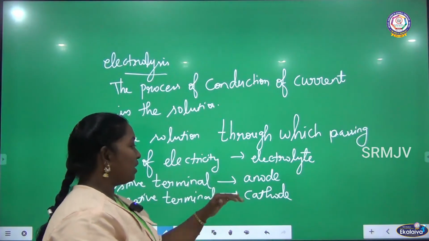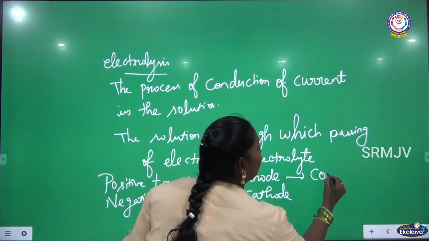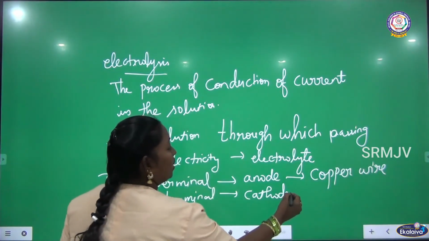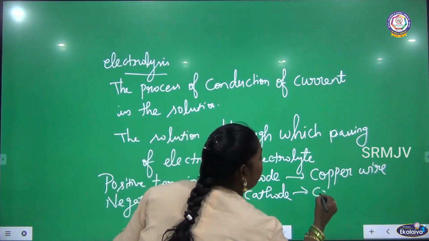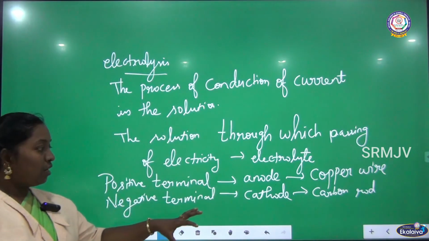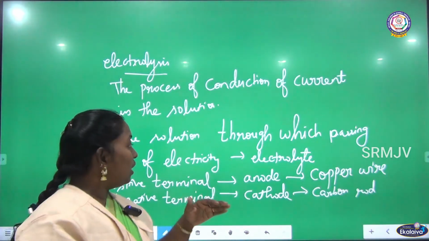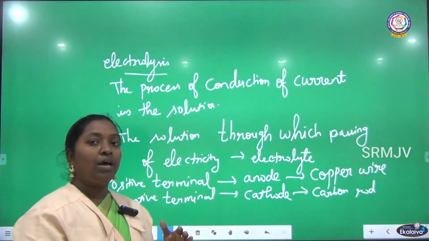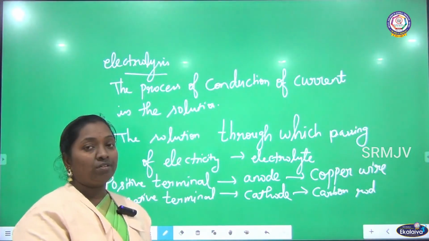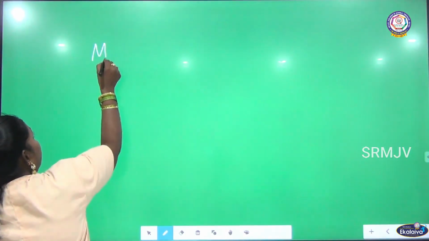So in the beaker, we have connected which one? Positive terminal to what? The copper wire. And the cathode is acting as the carbon rod. So this is how the chemical effect takes place. Through the solution we can know that current conduction is also taking place, so it shows what the chemical effect is. Next we are going to learn the magnetic effect.